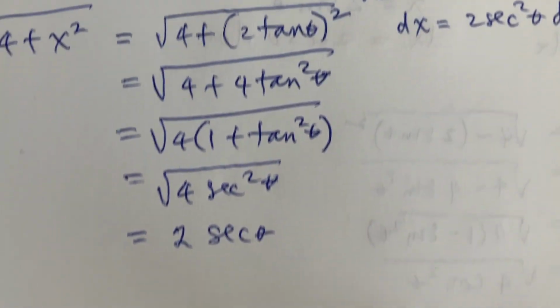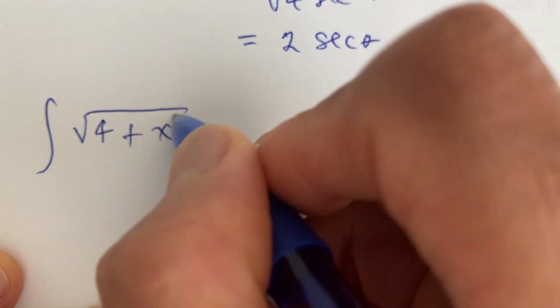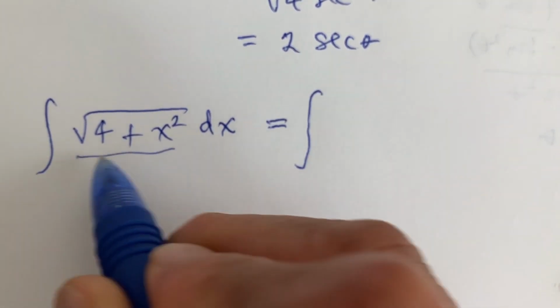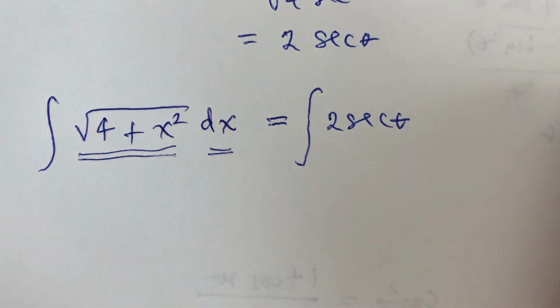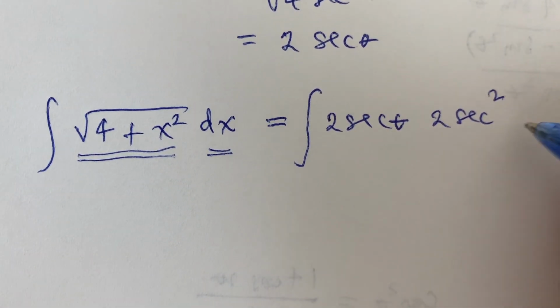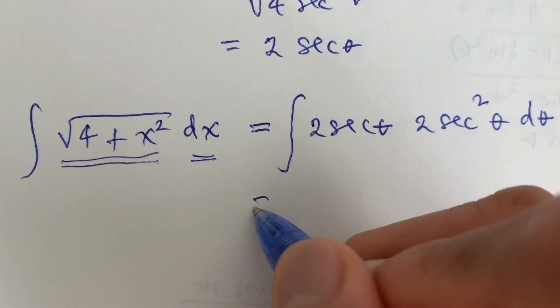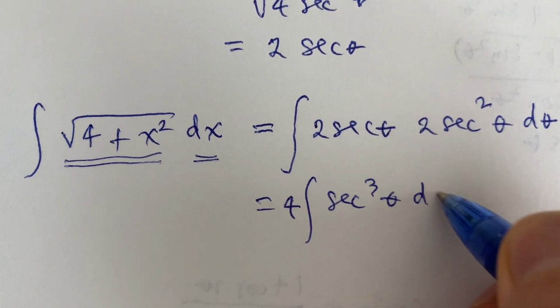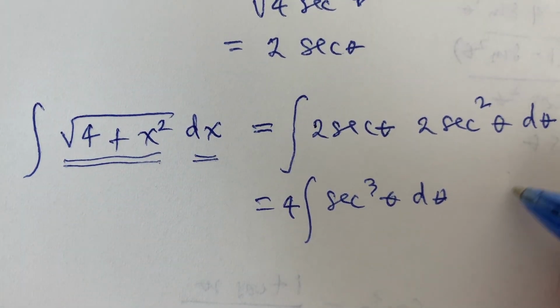So putting the two together, here we go now. The integral of the square root of 4 plus x squared dx becomes, in terms of trigonometric functions, this square root is simply 2 secant theta, whereas this dx becomes 2 secant squared theta d theta. Aha, we can simplify this and pull out the 4. And so we get 4 times the integral of secant cubed theta d theta. To evaluate this particular integral, we will use integration by parts.